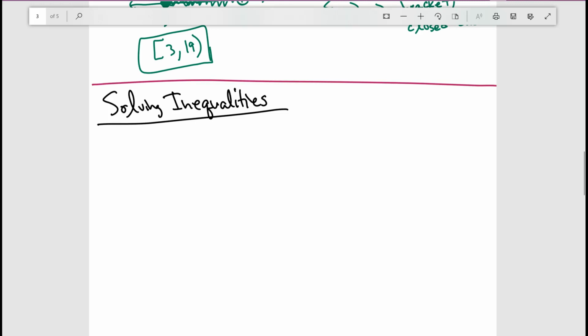Now we are ready to solve some basic inequalities. The way that we solve inequalities is very simple. All we got to do is just treat it as a regular equal sign. So let me give you a really quick example. Let's say we wanted to solve this following problem: x plus 3 is greater than 5.